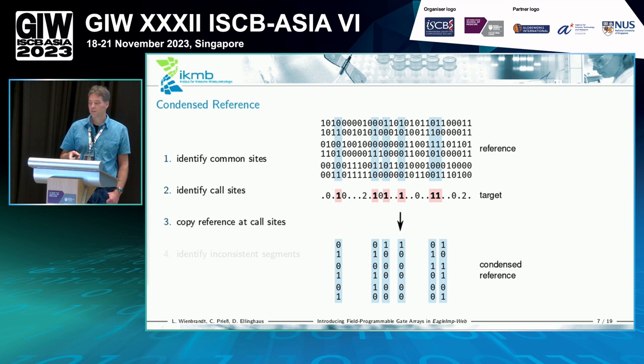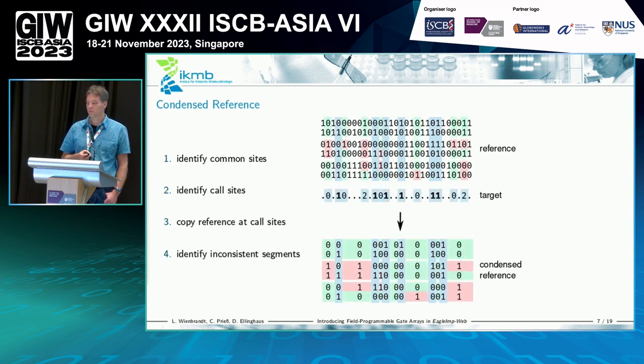And for these sites we need to simply copy the reference haplotypes, and the segments in between simply have to be filled with 1 bit of information: whether the segment between two call sites is consistent or not. As you can see, you see a lot of zeros and ones here, and that means we are in Boolean operations, so perfect for FPGAs.